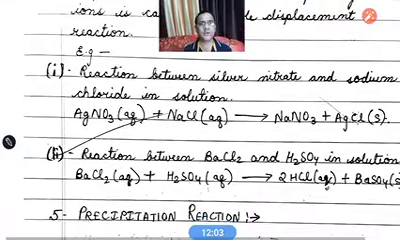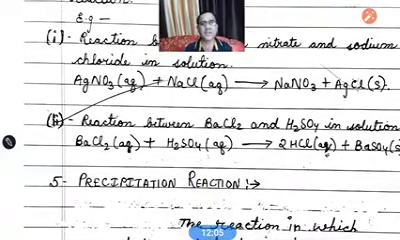Next example of double displacement reaction is BaCl2, barium chloride, plus H2SO4, sulfuric acid, and it forms 2HCl, hydrochloric acid, plus barium sulfate, BaSO4. On the reactant side you see BaCl2 and H2SO4, but after the reaction both these ionic compounds exchange their ions. Barium goes with sulfate, hydrogen goes with chlorine, and it forms 2HCl plus BaSO4.